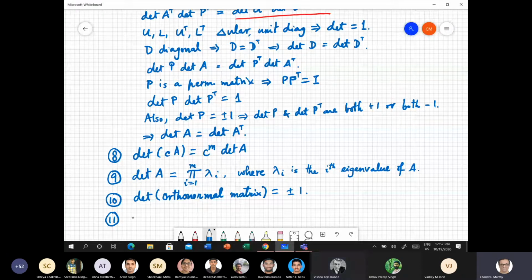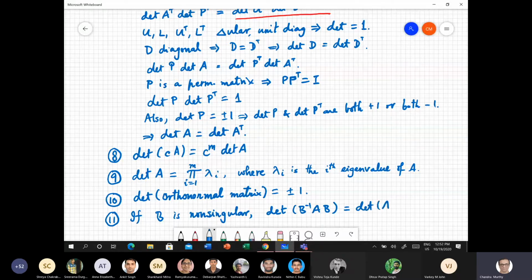Yeah, welcome. The next property is that if B is non-singular, the determinant of B inverse AB equals the determinant of A. We've already seen this, because the determinant of B inverse AB is the determinant of B inverse times the determinant of A times the determinant of B. But the determinant of B inverse is the same as 1 over the determinant of B. So those two cancel and you're left with the determinant of A.